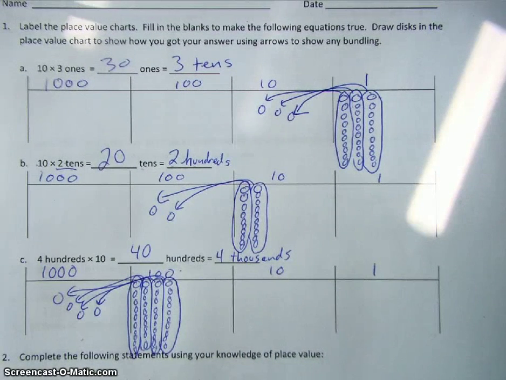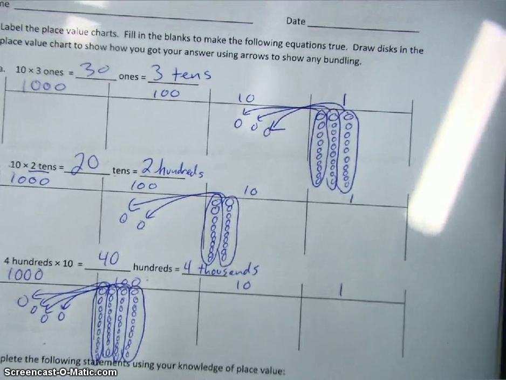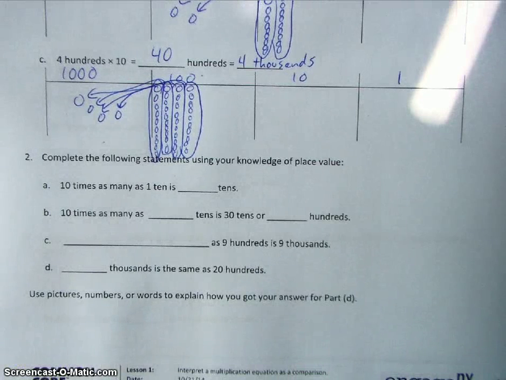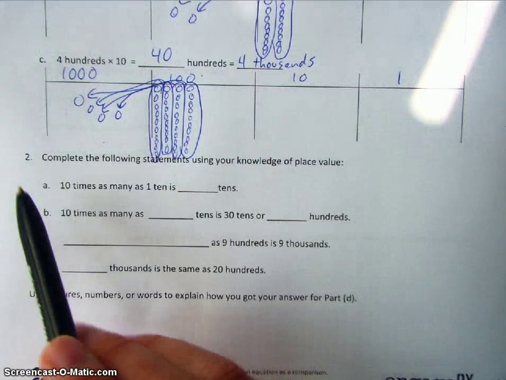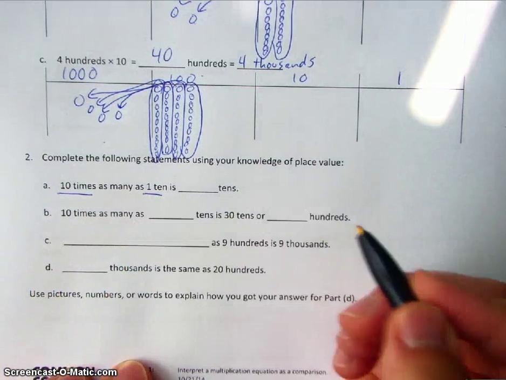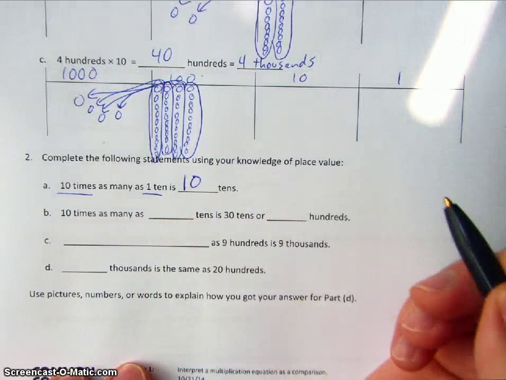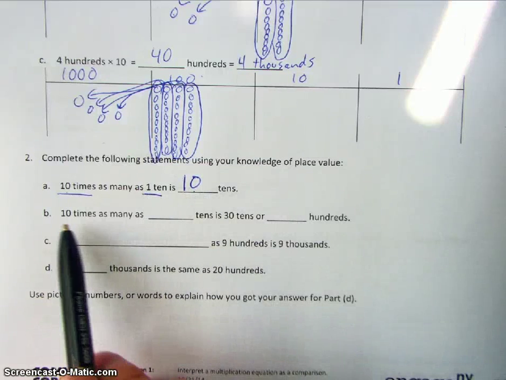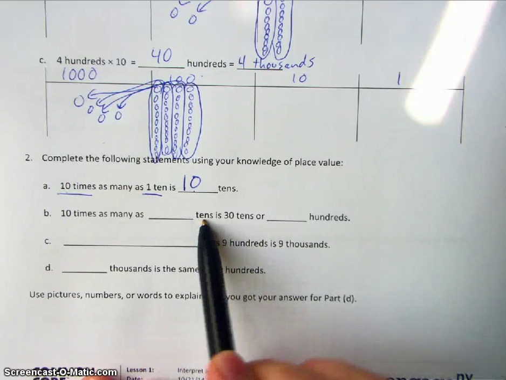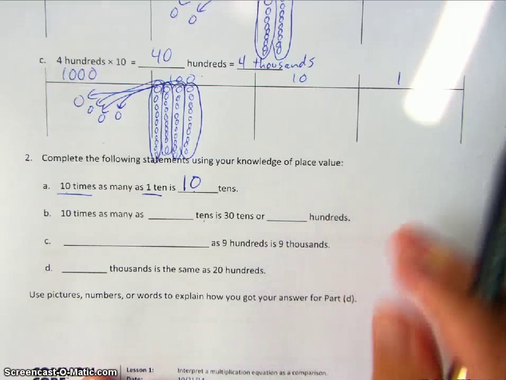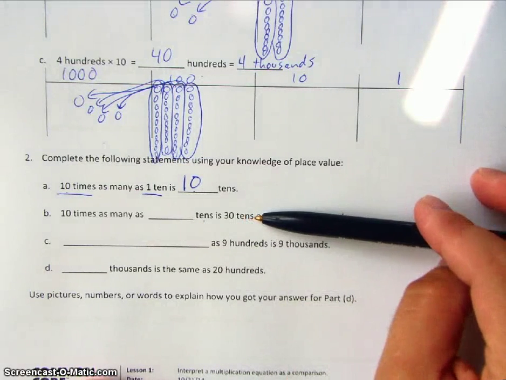Alright, so moving on to number 2, we're going to complete the following statements using our knowledge of place value. So we have to do a little thinking now without our place value chart. So 10 times as many as 1 ten is 10 tens. 10 times 1 is 10. Now we have to think, 10 times as many as blank tens is 30 tens, or blank hundreds. So let's just ignore the last part and focus on the first part.